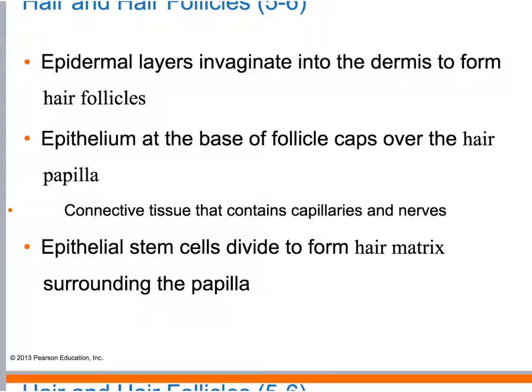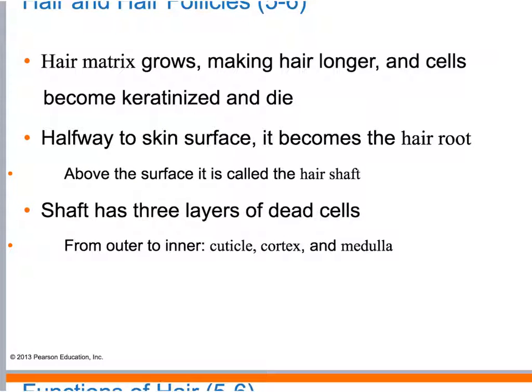Hair originates in the dermis and extends through the epidermis to the outside environment. The hair matrix grows, it makes the hair longer, and the cells become keratinized and die. The hair shaft has 3 layers of dead cells. From outer to inner is the cuticle, the cortex, and the medulla.